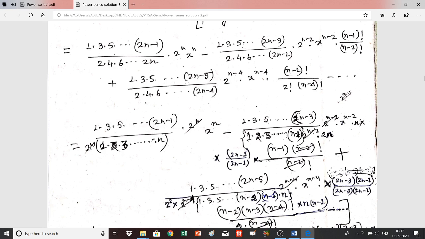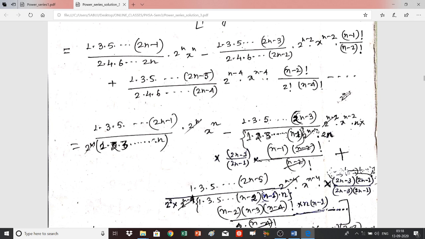So I write here 2 to the power n, and the rest part will be 1 into 2 into 3 etc. to n, and here 2 to the power n into x to the power n, and then minus 1 3 5 in this series. And what can be written from this series? If you think that here 2 is multiplied, so 1 into 2, this is 2 into 2, this is 3 into 2, and in this fashion what we have is nothing but 2 into n minus 1. So here 2 is multiplied n minus 1 times. So I write 2 to the power n minus 1.